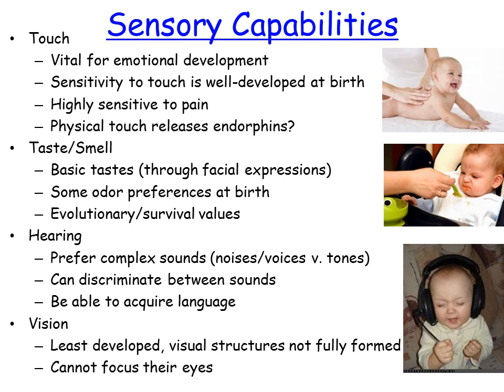Hearing, they prefer complex sounds, not just a simple tone. They want to hear noises and voices and music. They can discriminate between sounds. They know the difference between a man's voice and a woman's voice. And we know through watching language development that they're starting to acquire a language, even if it's babble. And vision is the least developed. Their visual structures are not fully formed yet, and they can't focus their eyes.